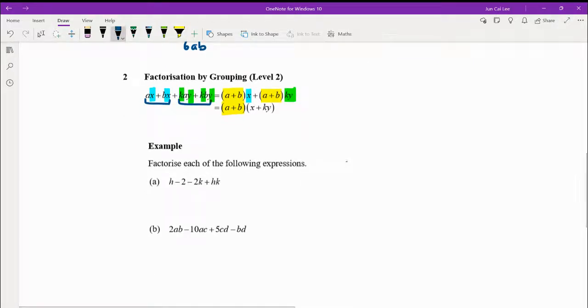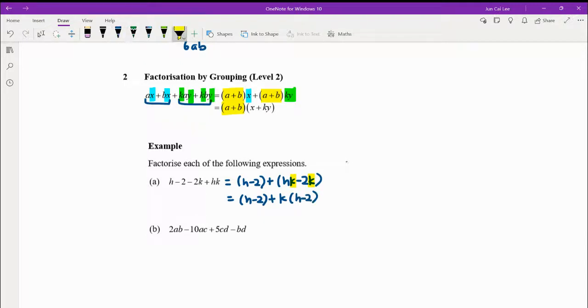In part A, you have h minus 2k plus hk. Same thing, you group them 2 by 2. For the third term, there's a minus sign. If it's complicated looking, you put the hk in front, and then minus 2k at the end. So for the first two terms, there's nothing to factorize out, not to worry, just leave it aside. The next two terms, there seems to be a k in common. So let's take that out. And that leaves you with h minus 2.